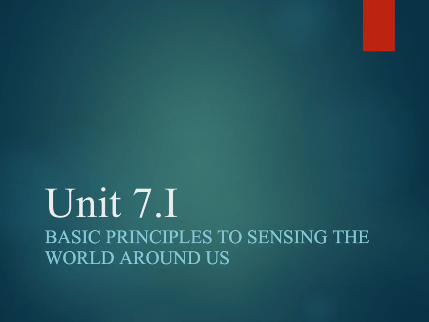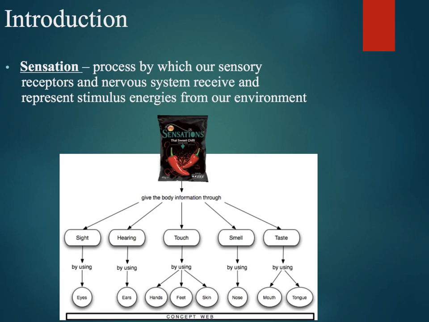So to kick off Unit 7, we are going to begin with 7.1, Basic Principles to Sensing the World Around Us. Alright, so the two basic principles, as the name of this unit implies, are sensations. Sensations, as we've discussed earlier in the year with neuroscience and biology of behavior, is the process by which our sensory receptors and nervous system receive and represent stimulus energies from our environment.